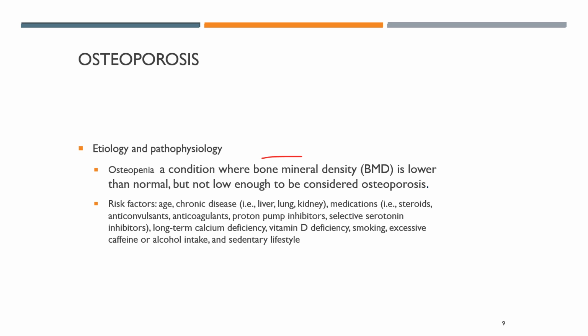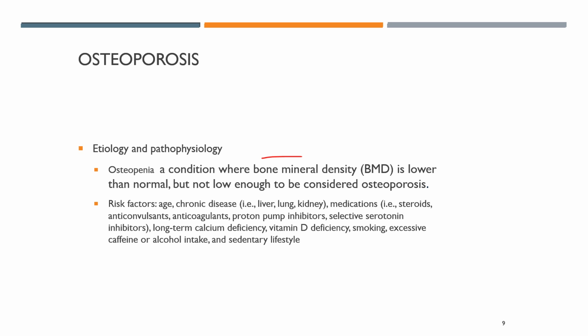So let's talk about osteoporosis, its etiology and pathophys. This is a condition in which bones become weak and brittle. Remember, your body's constantly absorbing and replacing bone tissue. When you get osteoporosis, the new bone creation is not keeping up with the old bone removal.